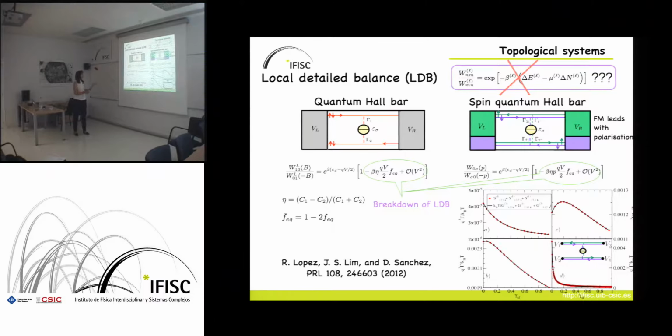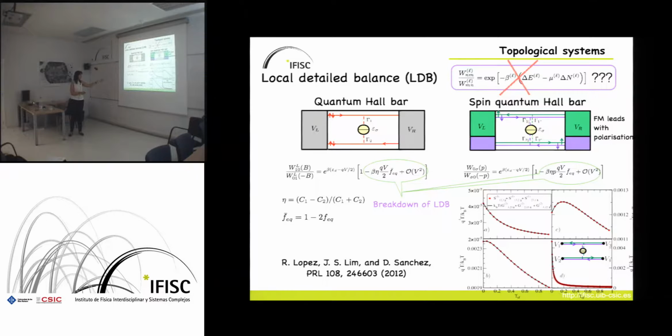So in these two types of systems, what we showed was that when you have magnetic fields, then local detail balance, which is given by this expression here, okay? If you remove this, it means to have local detail balance, okay? So the transition rates to go forward and backward are related with some exponential factor. This is not fulfilled.